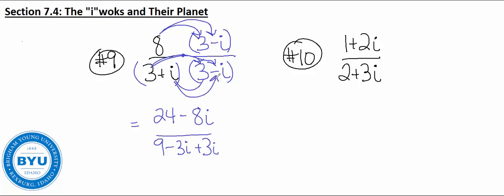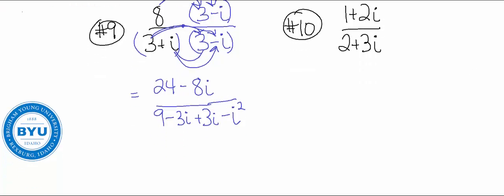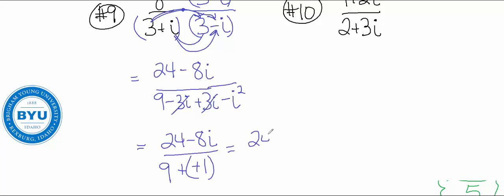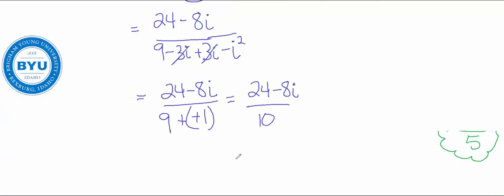And then i times a -i is -i squared, which is -1. Let's write it like that. I don't want to skip the step on you guys. Okay, so we get 24 minus 8i all over 9. This cancels out, and I have a minus i squared, which is a -1. Okay, so minus a -1. So these become plus, and I'm left with 24 minus 8i over 10. That's a pretty good answer right there.